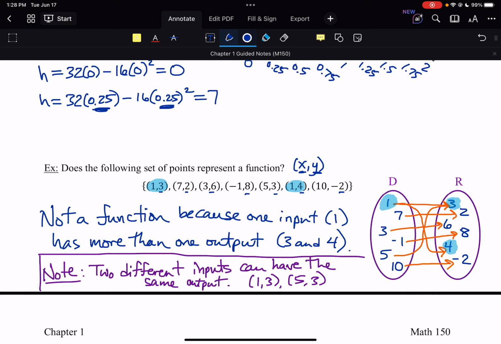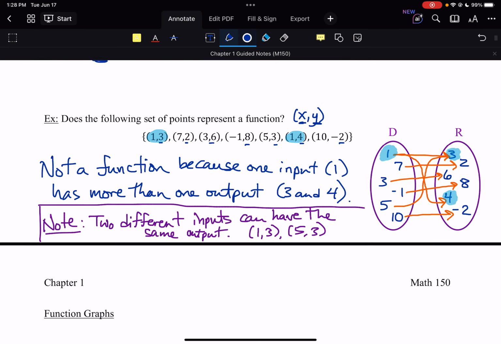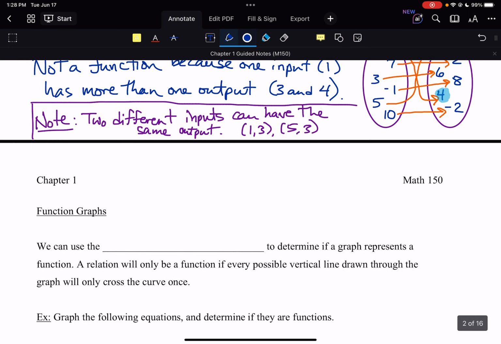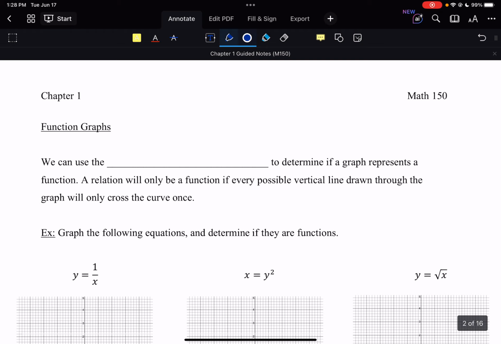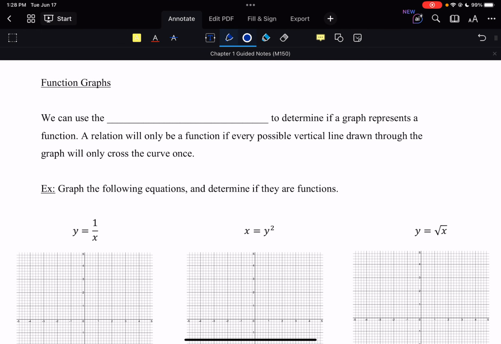Now, we can also visualize this idea by looking some more at graphs. Specifically, we have one kind of rule, or a test that we use, and that is the vertical line test. We use the vertical line test to determine if a graph represents a function. The relation will only be a function if every possible vertical line drawn through the graph will only cross the curve once.